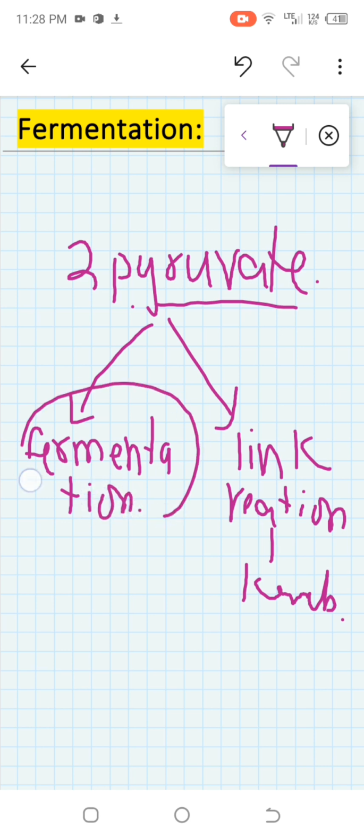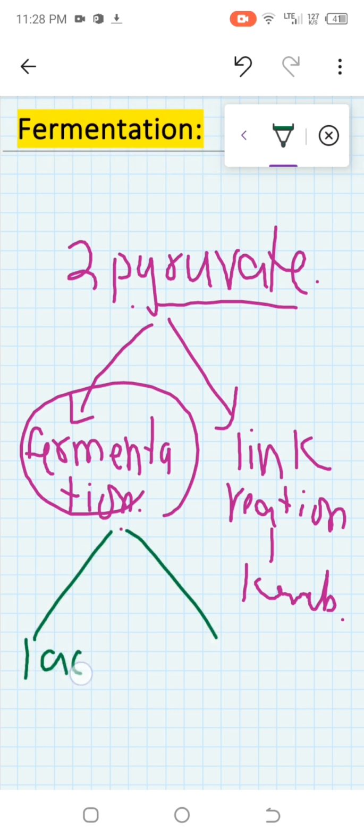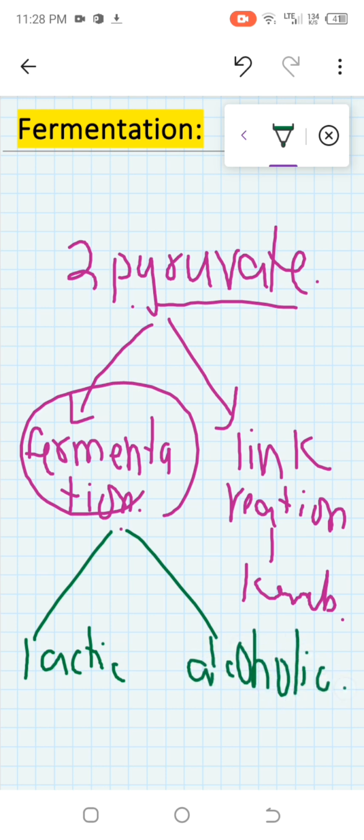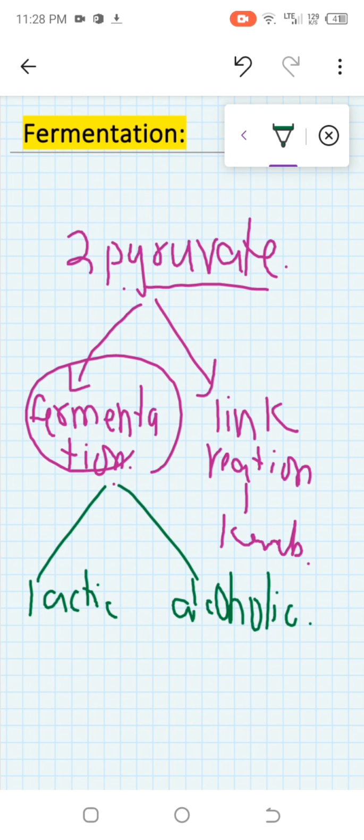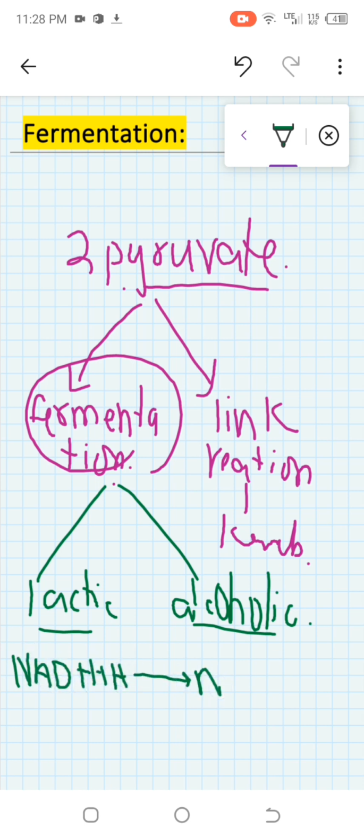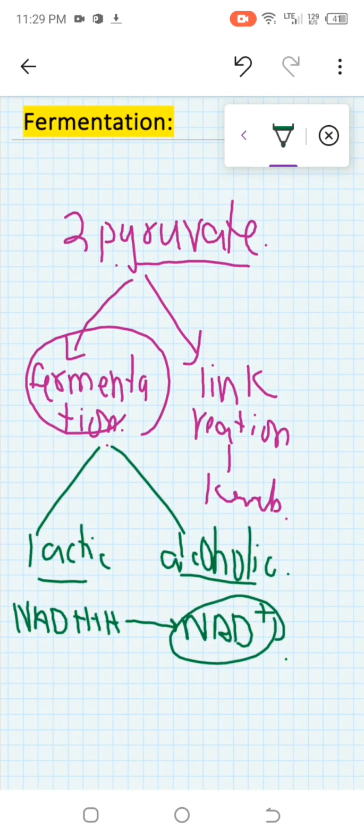fermentation. So today we're going to talk about fermentation. First of all, fermentation has two types: one is lactic fermentation, another is alcoholic fermentation. In both, the process is that NADH plus H will be converted into NAD plus for further reactions, because oxygen is not available. Now let's discuss fermentation first.